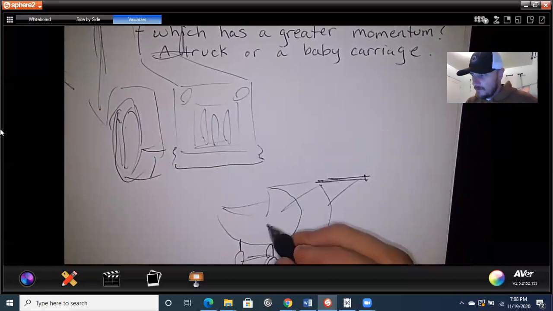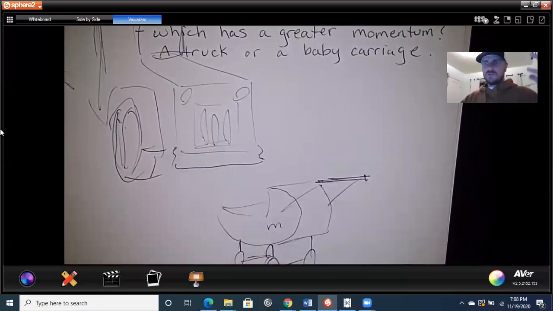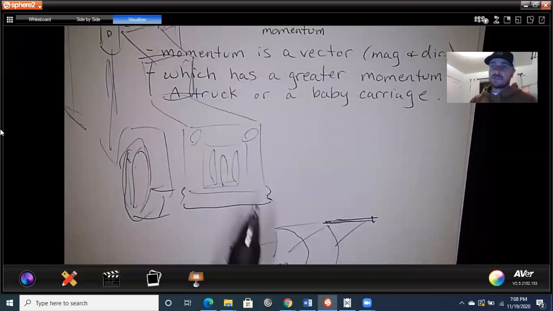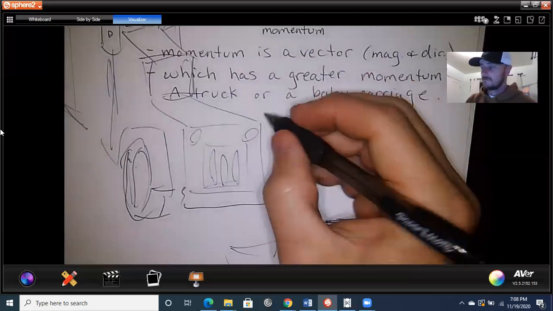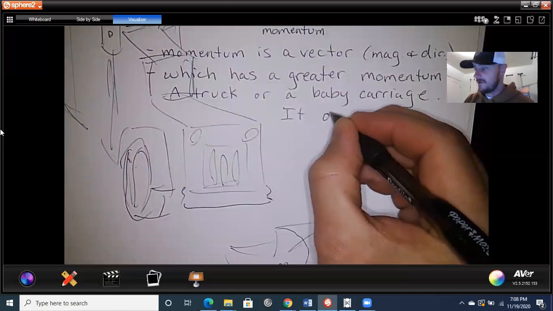You could have a tiny little mass of a baby carriage, but a huge stinking velocity, and you would have a big momentum. Now that idea should make a lot of sense to you. Think about a bullet. A bullet's got a tiny mass, but an incredible velocity, and therefore it has a huge momentum. So what's the answer? It depends, right? It depends.